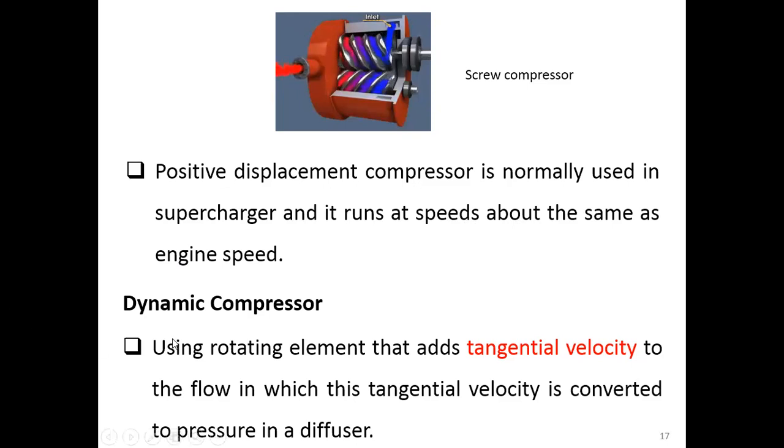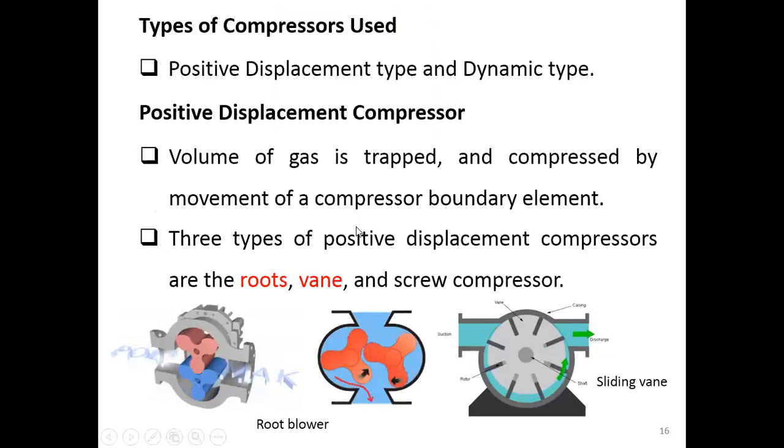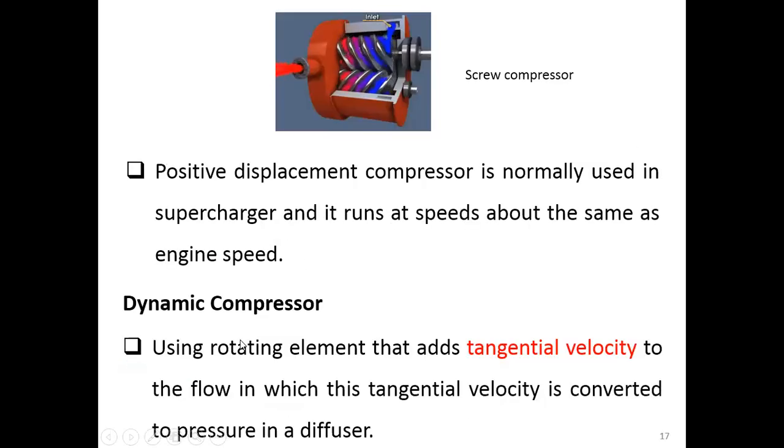The second type of compressor is called the dynamic compressor. The dynamic compressor will use a rotating element, not the boundary element like this one. The element has to be rotated, and due to the rotating motion, it will add tangential velocity to the flow. And this tangential velocity will convert into pressure in a diffuser.